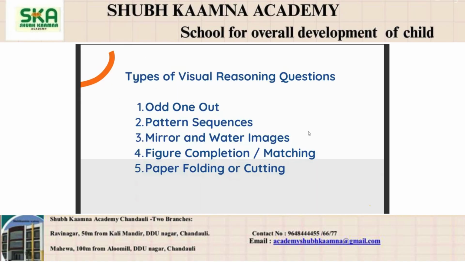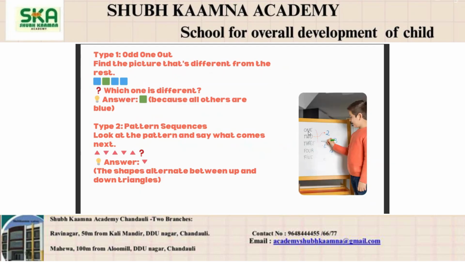Here we can see some types of visual reasoning questions that can arise in logical reasoning tests. First one is odd one out, second is pattern sequence, third is mirror and water images, fourth is figure completion and matching, and fifth is paper folding or cutting. Now let's jump into the examples.